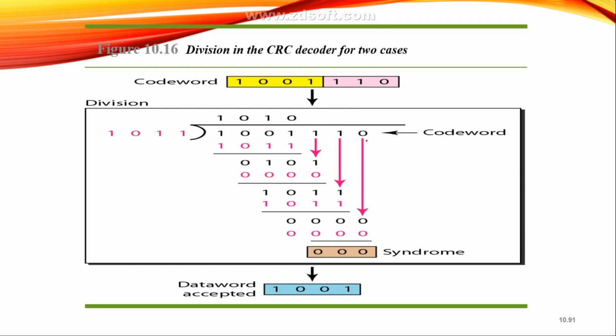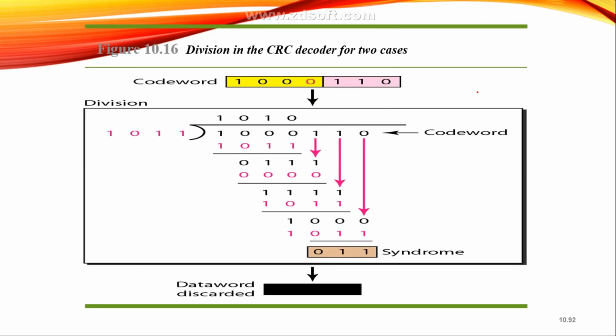Division. Now guys, we are going to see the division which has an error. What is that error? This is the error. While transmitting this code word, earlier it was a 1, but due to corruption it became a 0. So now we are going to take 1000110 as the code word, and as you know, 1011 is the predefined divisor.